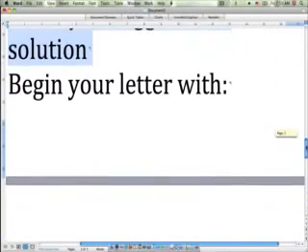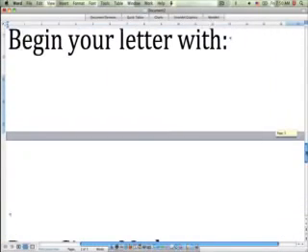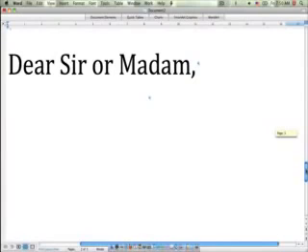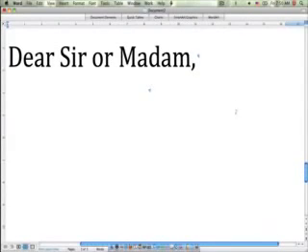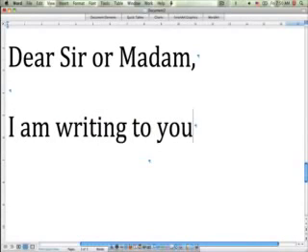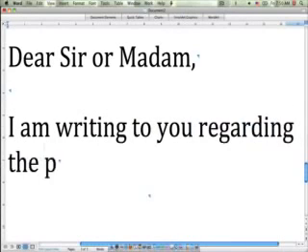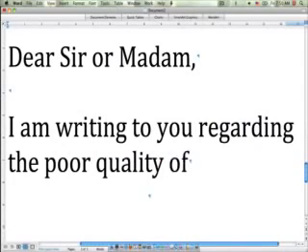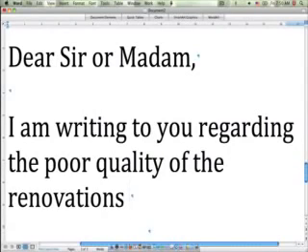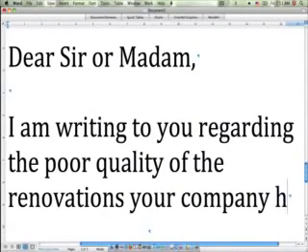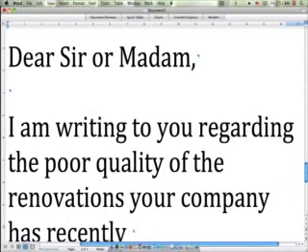Okay, the letter, we're given the instructions that say, begin your letter with "Dear Sir" or "Madam." Okay, so now let's get to it. Now the first paragraph, we are stating the purpose of our letter. So we would probably want to include something like, "I am writing to you regarding the poor quality of the renovations your company has recently completed."